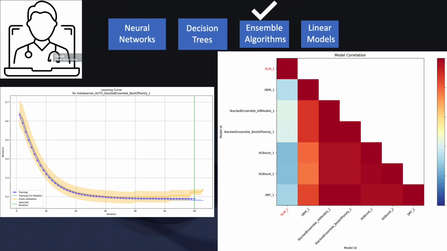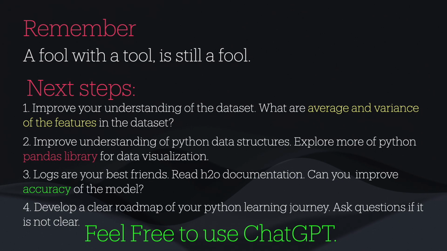So we built an AI agent using a machine learning model. We looked at many machine learning models and there are a lot of configurations, and we found the ensemble algorithms were leading the board. We also drew the model correlation graph, where we see how similar the models are to each other. We see that the generalized linear model and gradient boosting models were a bit of outliers there. And we also looked at the learning curve graph and how the error reduced from 82% to 20% during the training. Remember, a fool with a tool is still a fool.